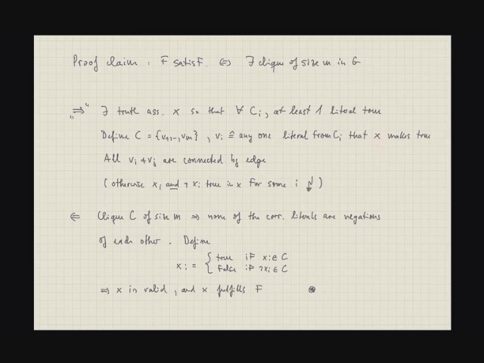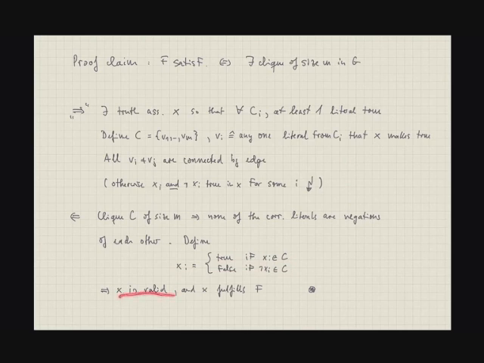On the other hand, if this graph that results from the reduction has a clique of size m, then as it's a clique, none of the corresponding literals are negations of each other. So therefore, it's okay to define xi to be true if xi appears in the clique, and to be false if not xi appears in the clique.